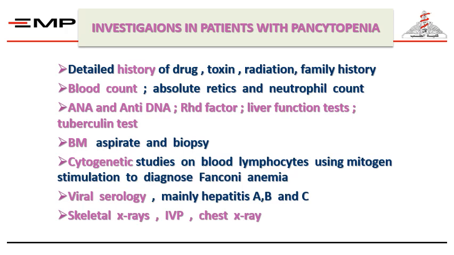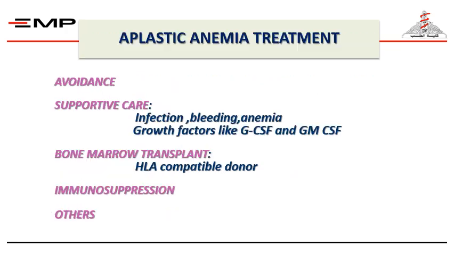What investigations are we going to do when we have a patient with pancytopenia? Detailed history of drug, toxin, radiation, and family history; blood count, where reticulocytopenia is expected; anti-nuclear and anti-DNA and rheumatoid tests to exclude collagen diseases; liver function test, tuberculin test, bone marrow aspirate and biopsy, cytogenetics, and chromosomal breakage test. Viral serology is important for hepatitis ABC and Epstein-Barr virus, and skeletal X-rays, IVP, and chest X-ray to diagnose associated congenital anomalies in Fanconi anemia.